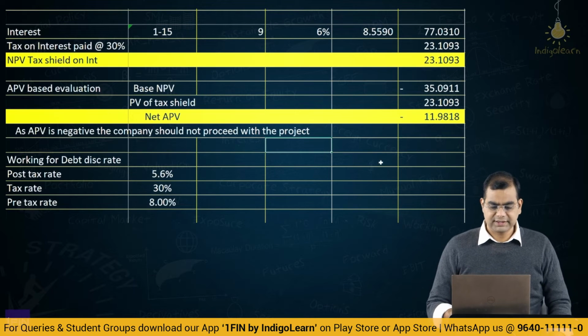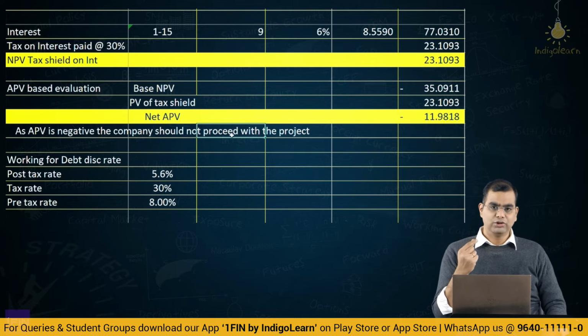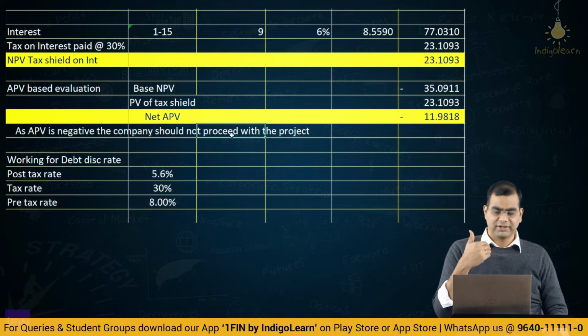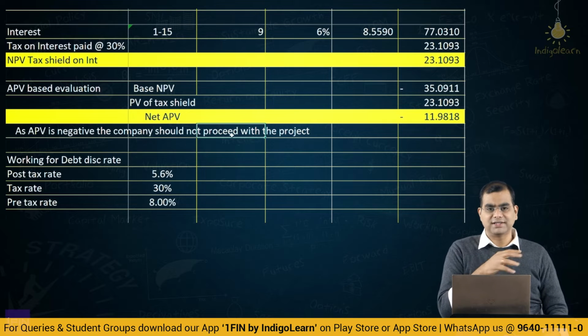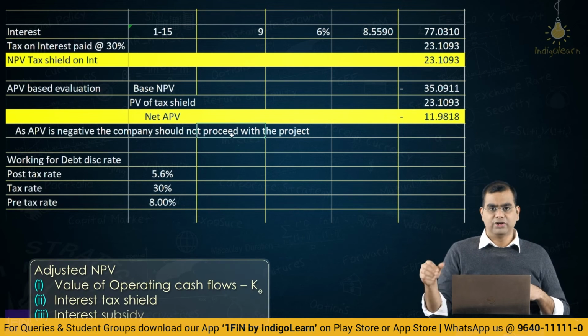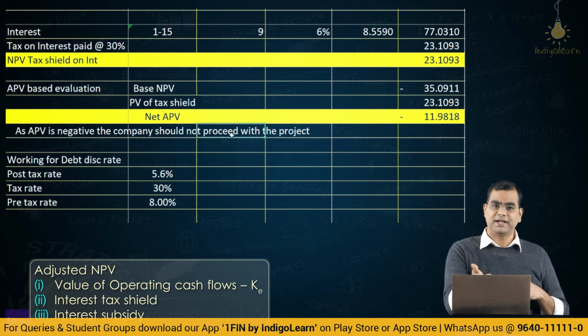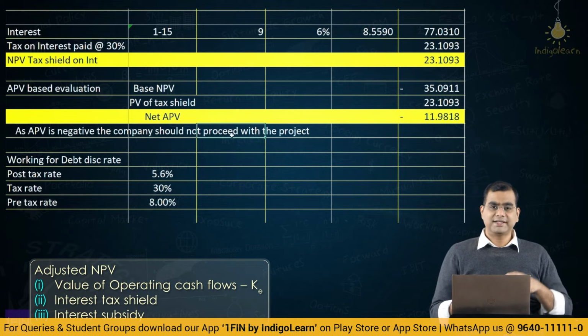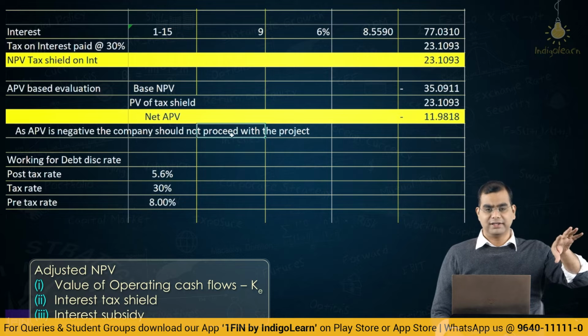So, friends, this is the net adjusted present value if you consider only the value of the tax shield on interest payments. However, if you remember when I was explaining, I told you that the suggested answer is given with the second method also, where you also consider the value of subsidy. Adjusted present value is the summation of three things: your base NPV, operating NPV, plus your tax shield on interest, and I said there is no subsidy element in this particular problem.